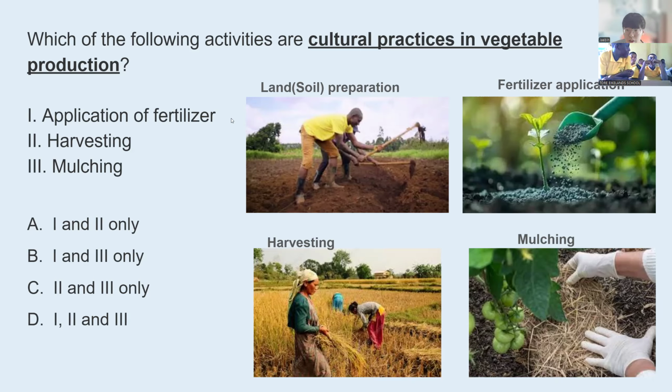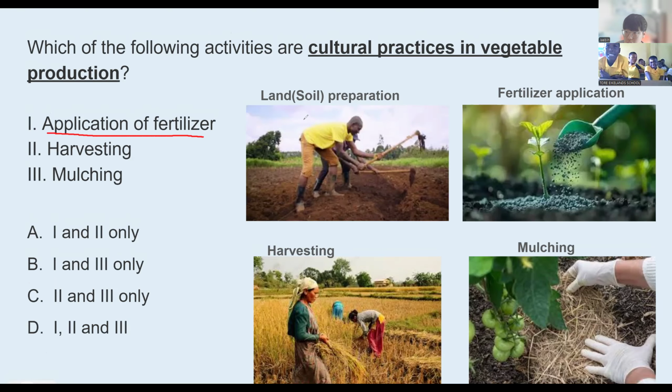Yeah, let's look at these options. So, applying a fertilizer, do you think that is a cultural practice? Yes, right? One is right. So, harvesting, do you think harvesting is a cultural practice? Yes, right? So, one and two. What about three? Mulching. Yes, right? So, the answer is D.